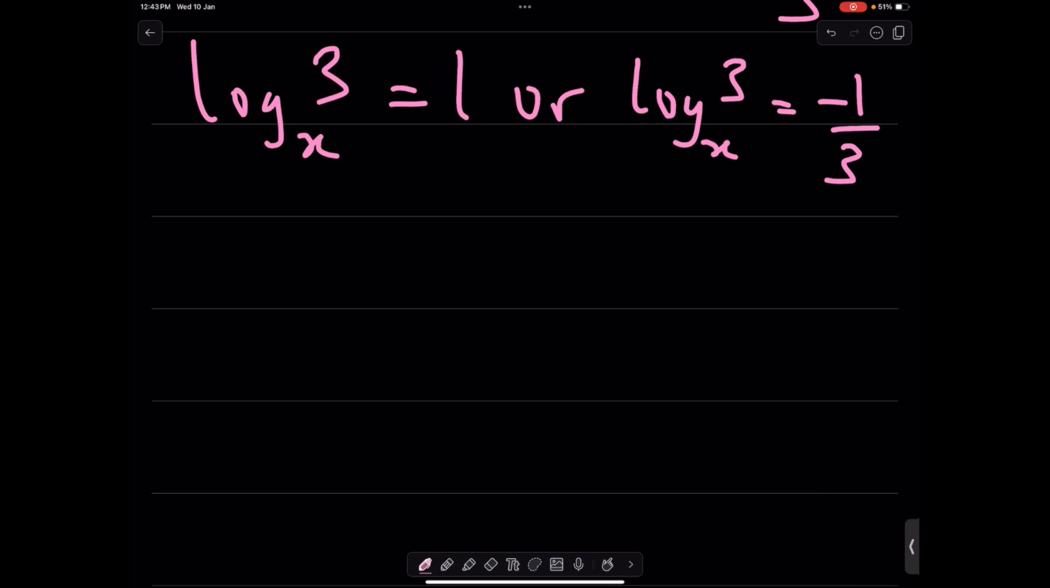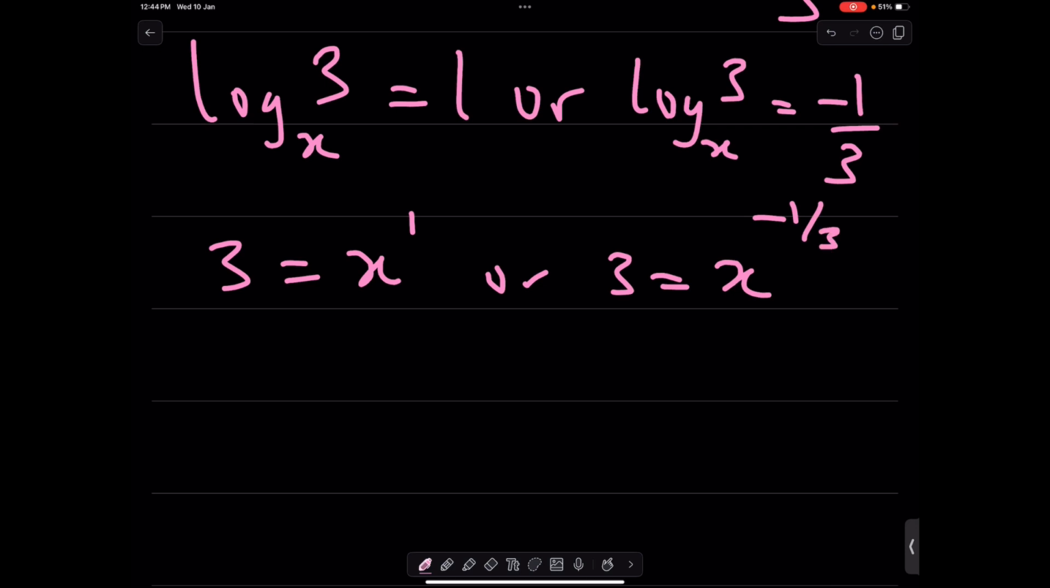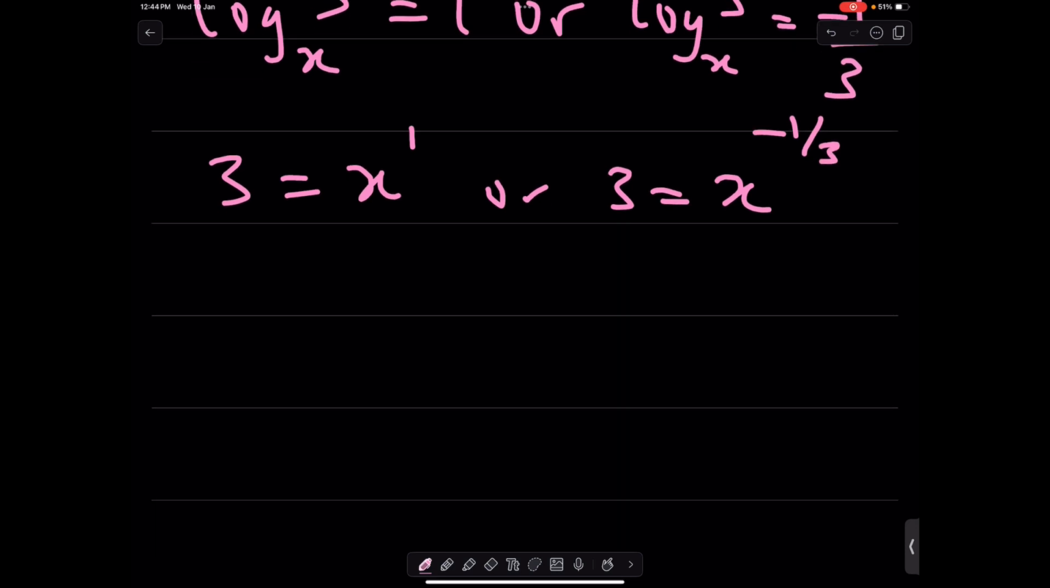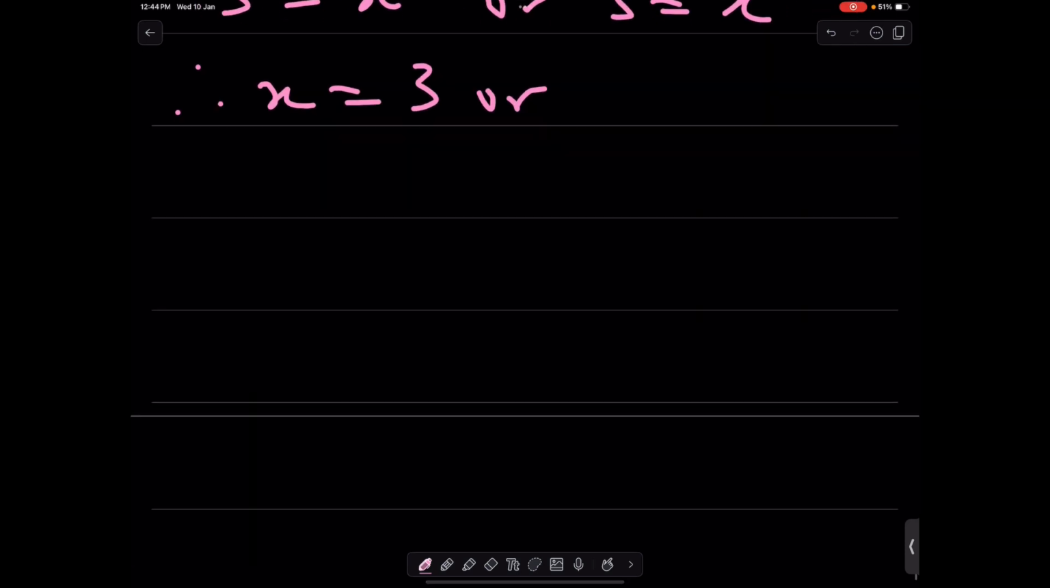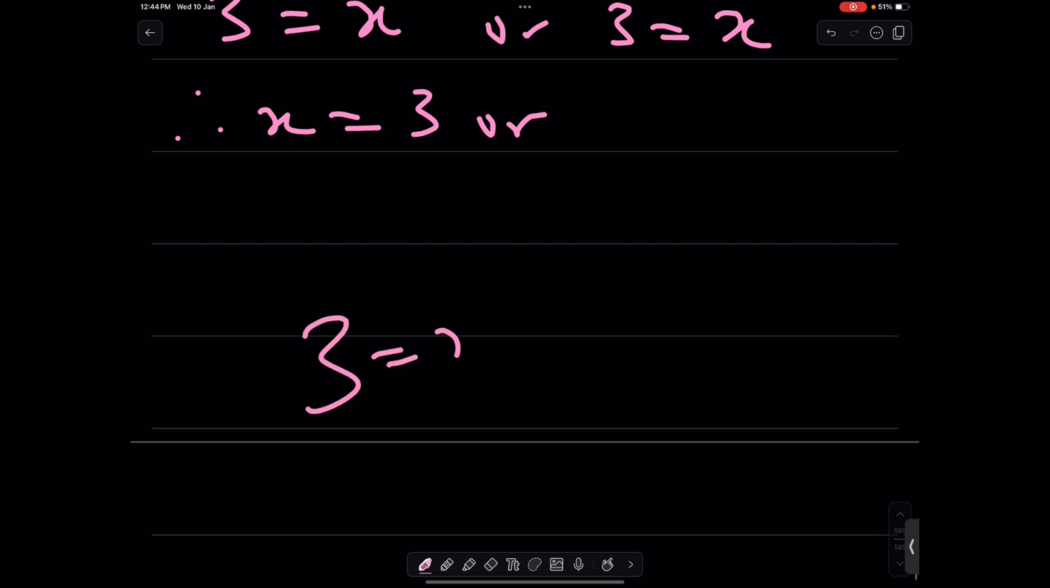That simply means 3 equals x raised to power 1, or 3 equals x raised to power minus 1 all over 3. That therefore means x equals 3, or here, what do we do here? If you raise both sides to a power that is the inverse of the exponent, that's what I want to do. 3 equals x raised to power minus 1 over 3. I'm raising both sides to a power that is the inverse of this minus 1 over 3.